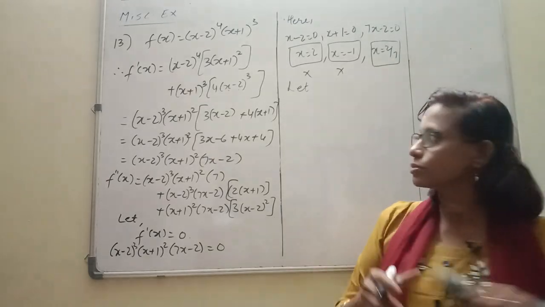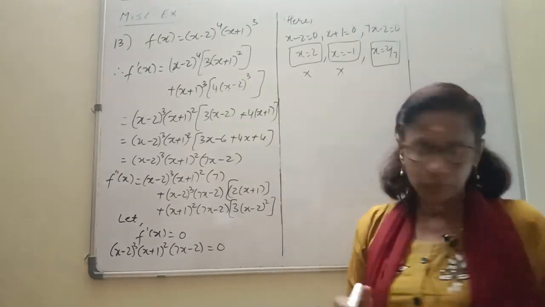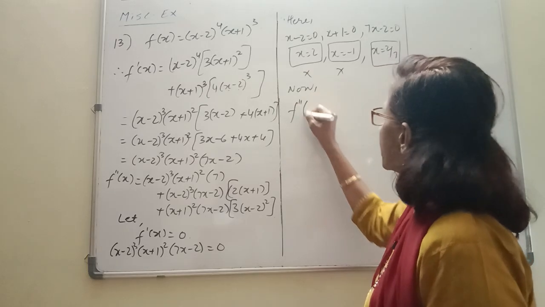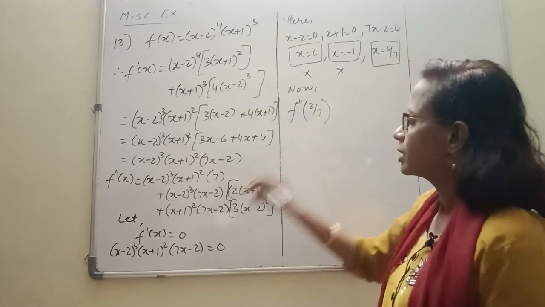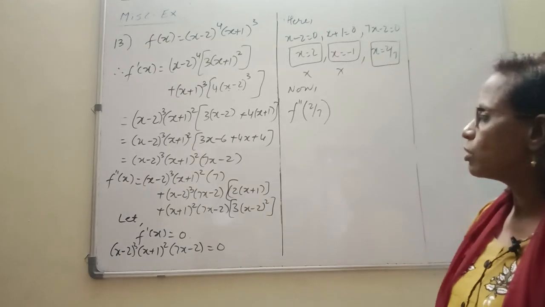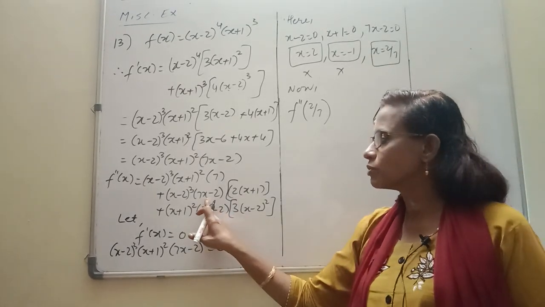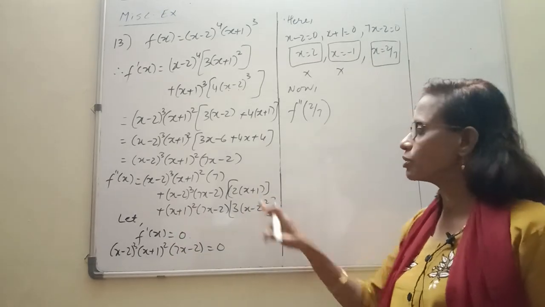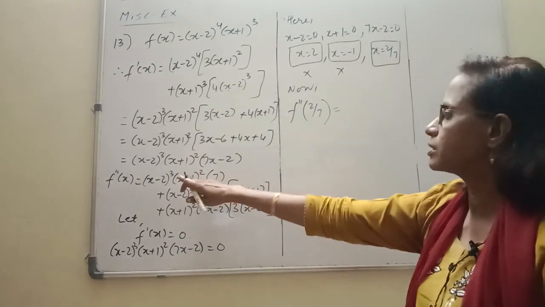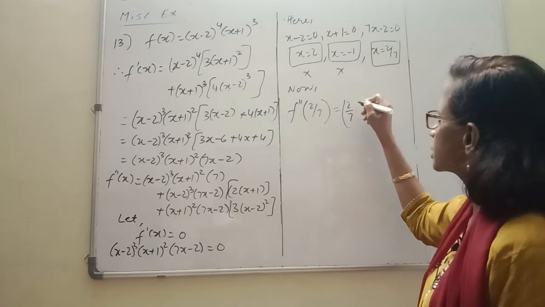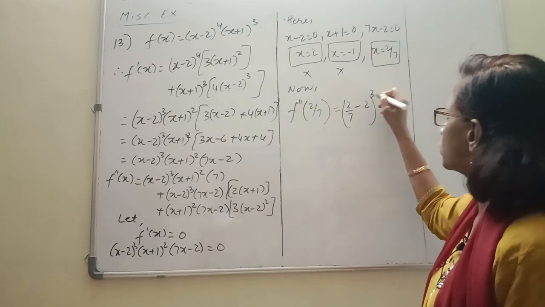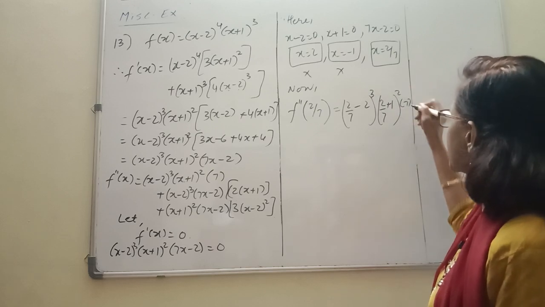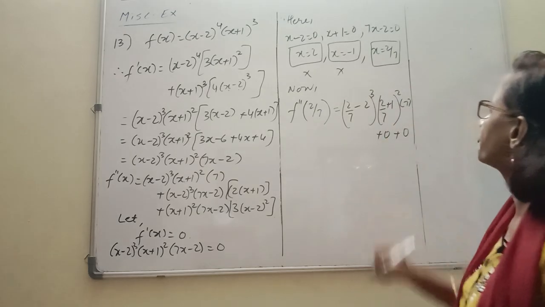So we are going to substitute. Let's look for f double dash at 2 over 7. That's our f double dash value. So 2 over 7, you can quickly see, if you put 2 over 7 here, this term is going to be 0. This term is also going to be 0. So only the first term survives. Here you will have 2 over 7 minus 2 whole cube, 2 over 7 plus 1 square times 7, and other terms are going to be 0.